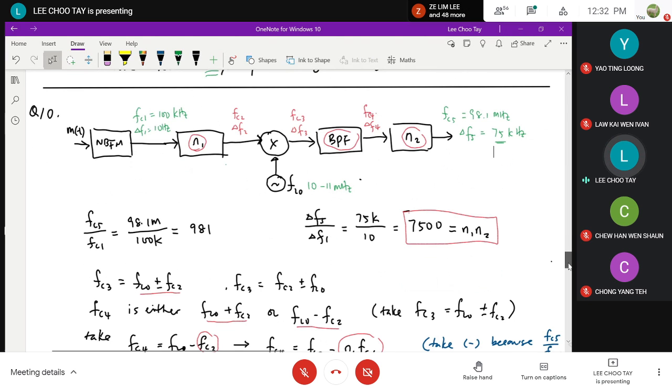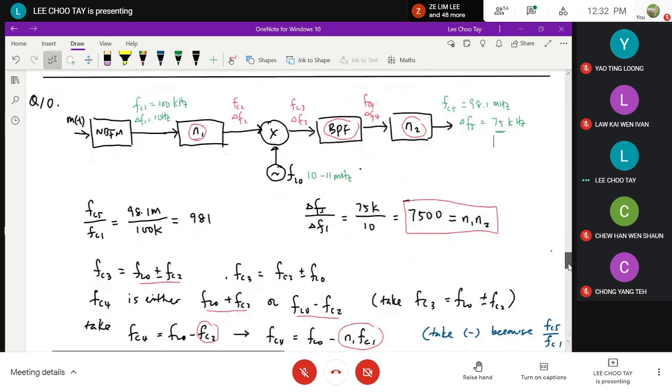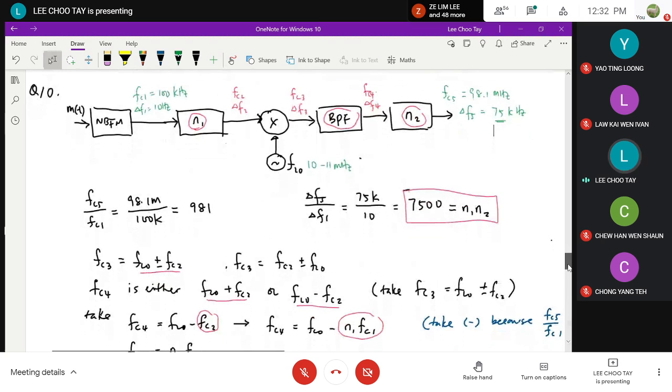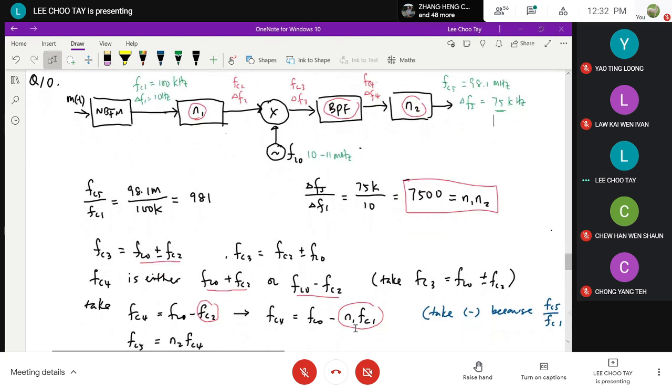So let's take the first one. FC4 equals FLO minus FC2. And FC2 basically is N1 times FC1, isn't it? We multiply FC1 by N1, we get FC2. So substitute FC2 as N1 FC1.